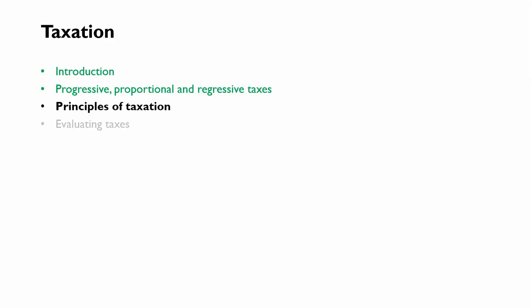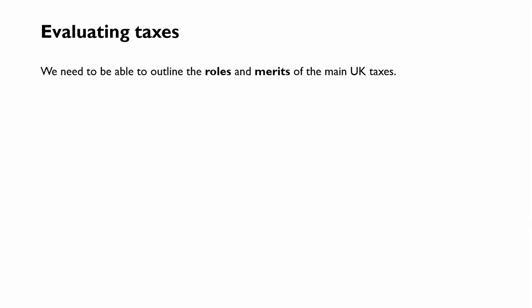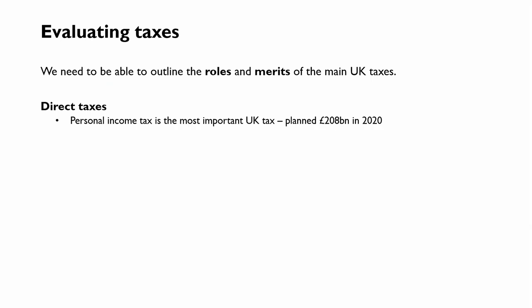Let's move on. So we've seen some of the principles of taxation. Let's apply that to evaluate some UK taxes. 3 key areas. We need to be able to outline the roles and merits of various UK taxes. Let's start with taxes on income, direct taxes. We've seen that personal income tax on consumers is the most important UK tax. From the chart we looked at in the last video, we saw that the UK government planned to raise £208 billion in 2020 from income tax.